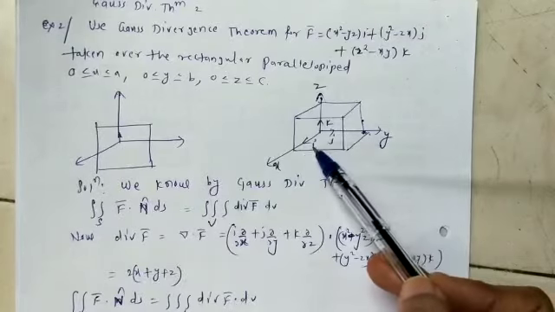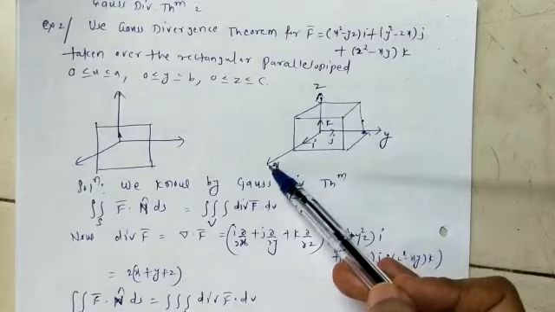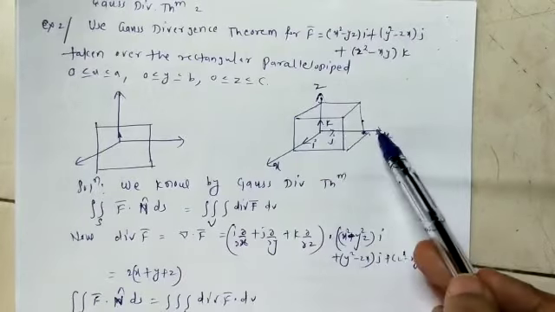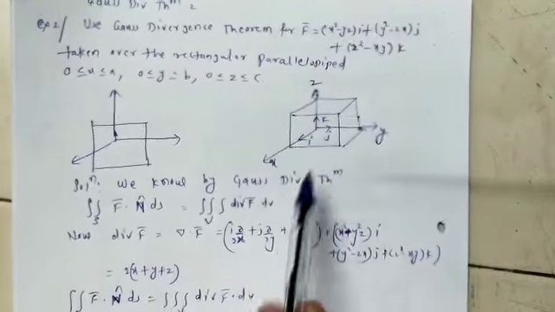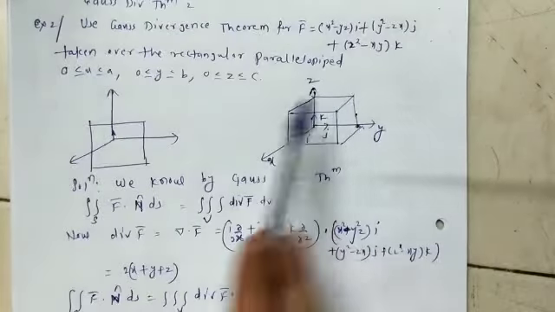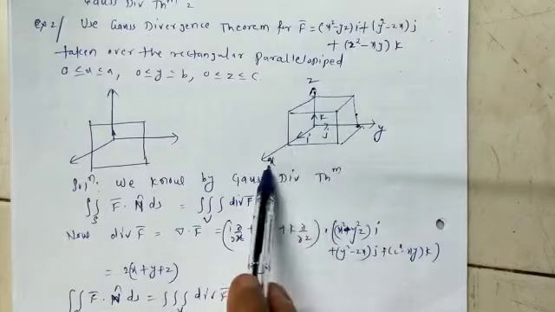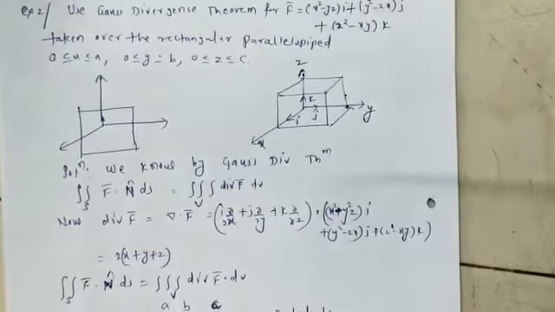Now what is this i? This is the unit vector along the x axis. j is the unit vector along the y axis and k is the unit vector along the z axis. So this i is also the unit normal vector of the yz plane, j is the unit normal vector of the xz plane, and k is the unit normal vector of the xy plane, that we have seen already.